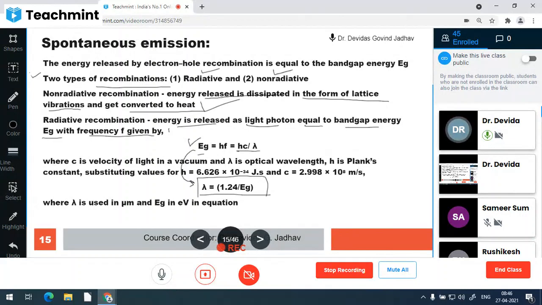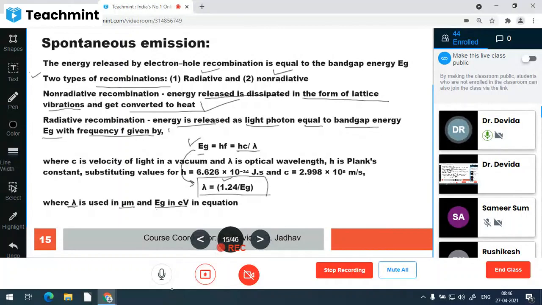To convert to this form, we have to remember only one number, 1.24. So lambda equals 1.24 divided by Eg, or Eg equals 1.24 divided by lambda. But in this equation, we have to take Eg in electron volt and lambda in micrometer. Lambda is taken in micrometer and Eg in electron volt, because it is very simple.